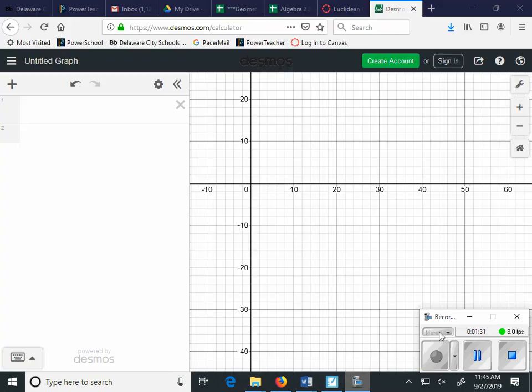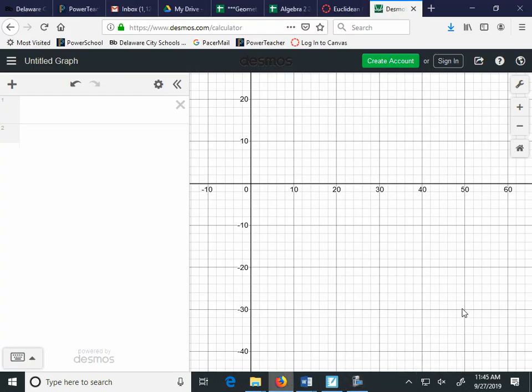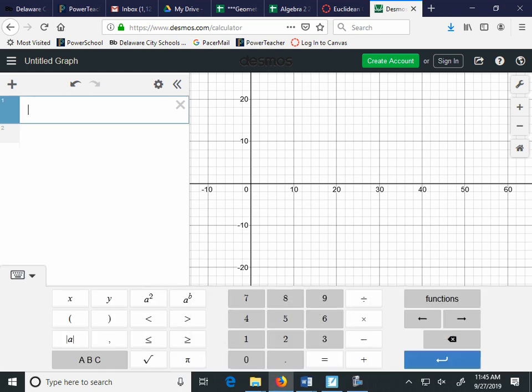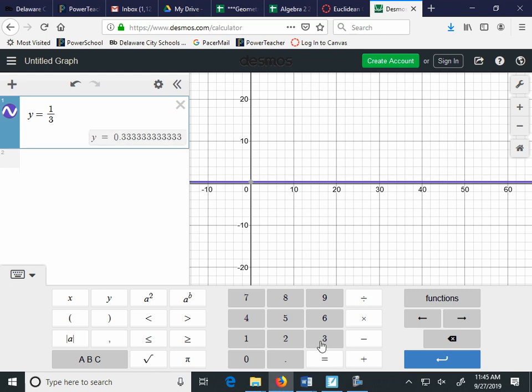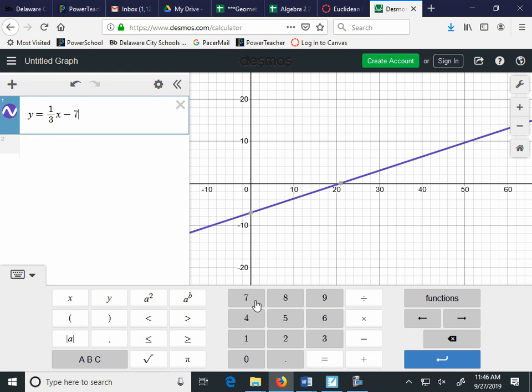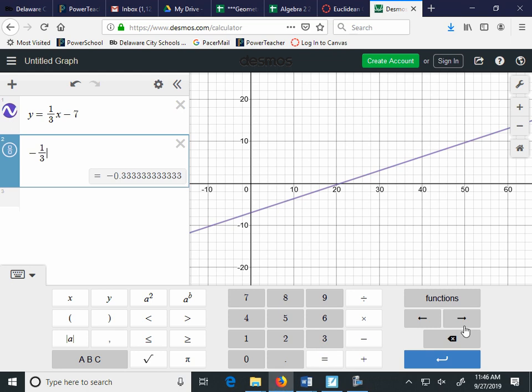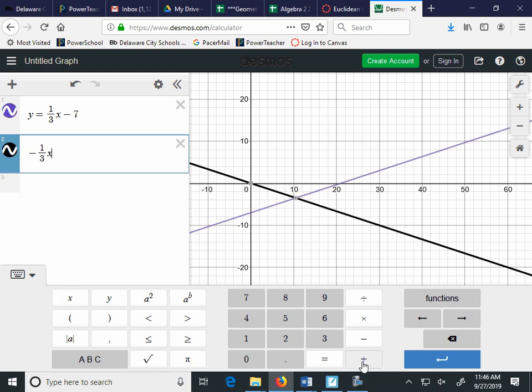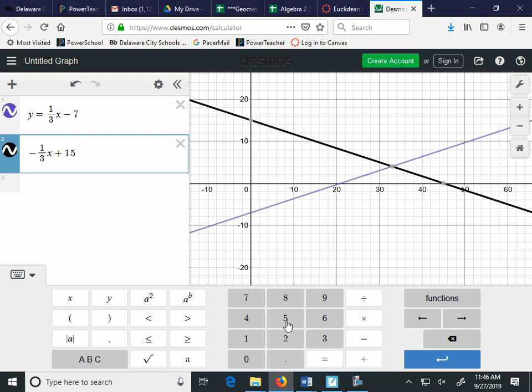is just plug those lines into Desmos. So you could have just plugged in y equals 1 divided by 3 x minus 7. And then you plug in negative 1/3 x plus 15. Are those lines parallel? No, they intersect, right? So it's another way you can figure out the right answer.